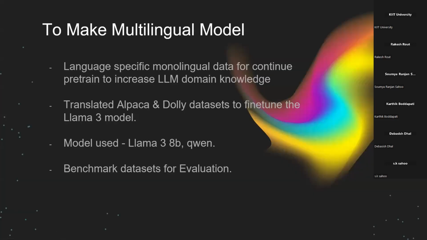On the other hand, we also made a multilingual model, which is basically a language-specific multilingual model with continued pre-training to increase the LLM's domain knowledge, using the translated Alpaca Dolly dataset, which helps us fine-tune the Llama 3 model. This was used in our case with Llama 3 8B and Qwen, and the benchmark. We also created a benchmarking dataset for the evaluation task.